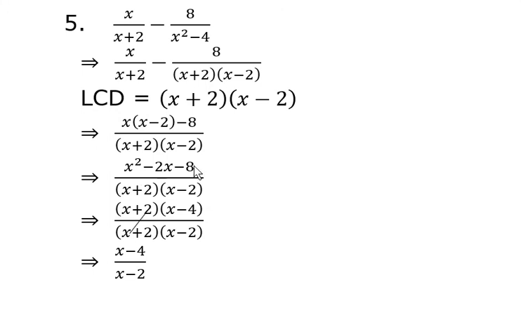Then factoring out the numerator of the resulting algebraic expression, we have quantity x plus 2 times quantity x minus 4. And finally, we can cancel x plus 2 both in the numerator and denominator, leaving us with the final answer x minus 4 all over x minus 2.